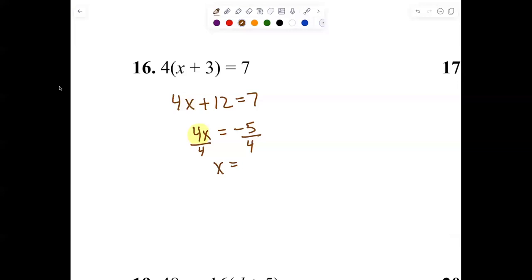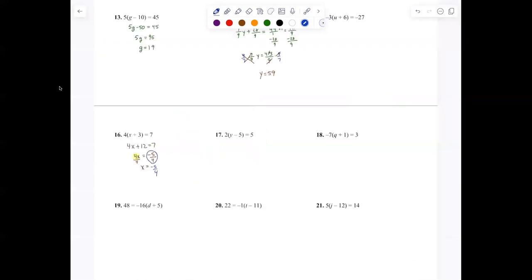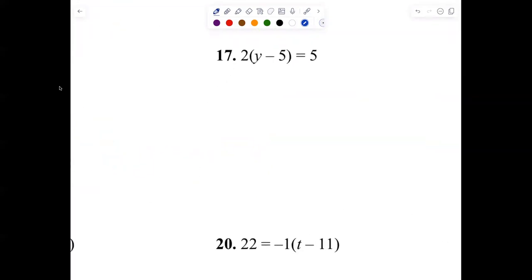That's my answer. What is my answer? That's your answer. 5 doesn't divide by 4 evenly. See, you just wanted to multiply because you knew 5 didn't divide by 4 evenly. You're dividing by 4. Do you understand that? So negative 5/4. All right, next.